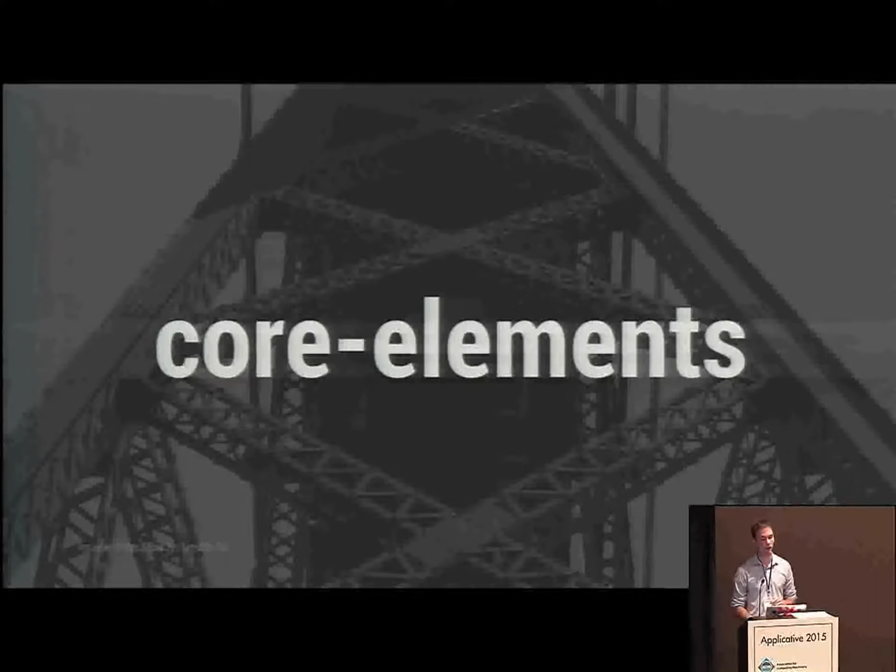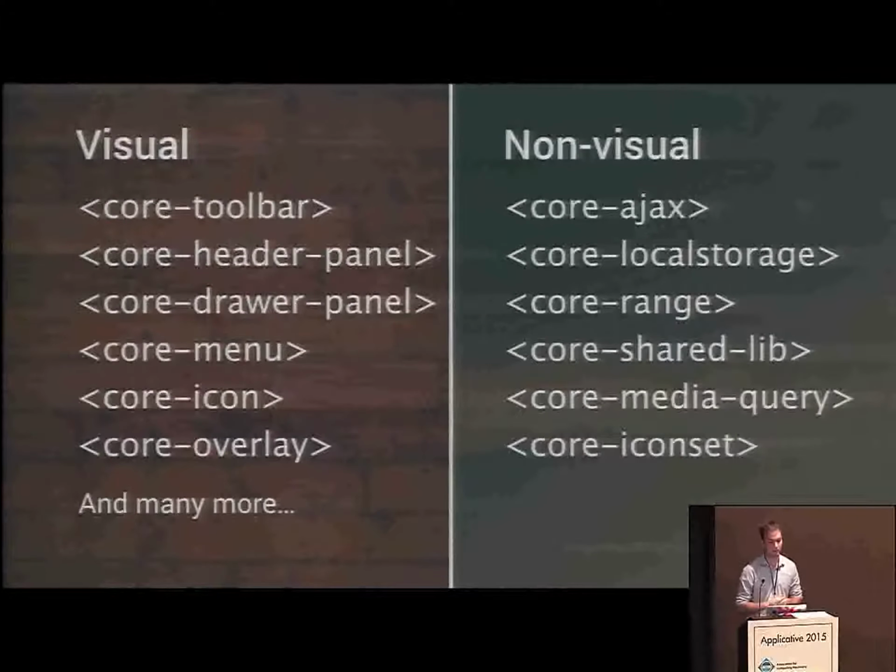We've built 2 sets of elements so far. The first are the core elements. And the vision of the core elements is, what if we just, again, rebuild HTML for the modern web? So the core elements include visual as well as non-visual elements. Visual elements are straightforward: toolbars, header panels, etc. I'll get into some of those.